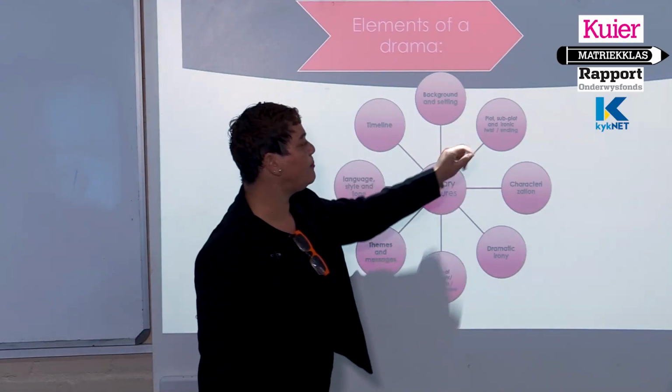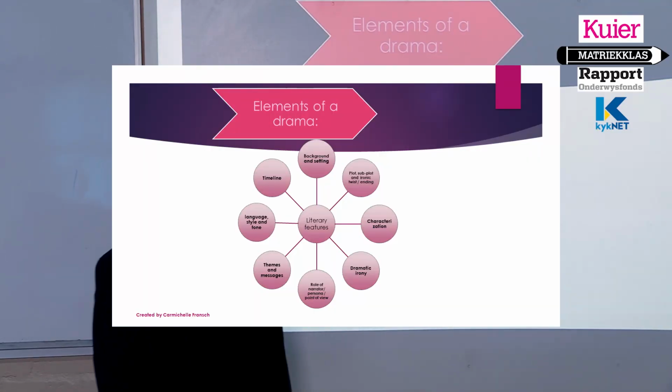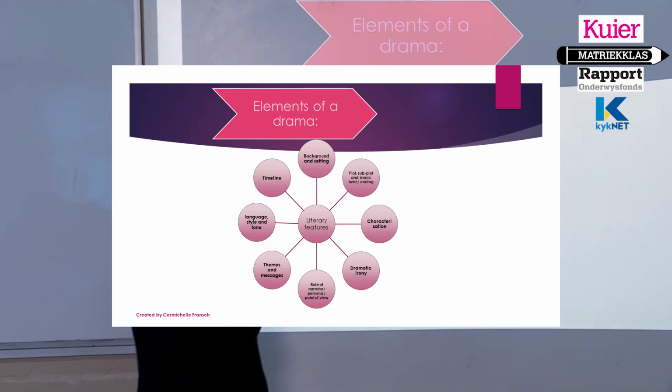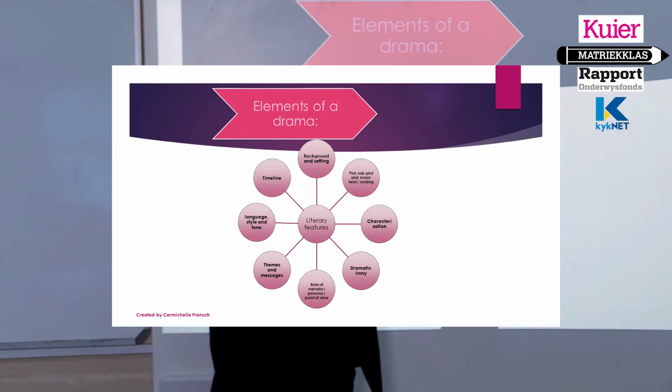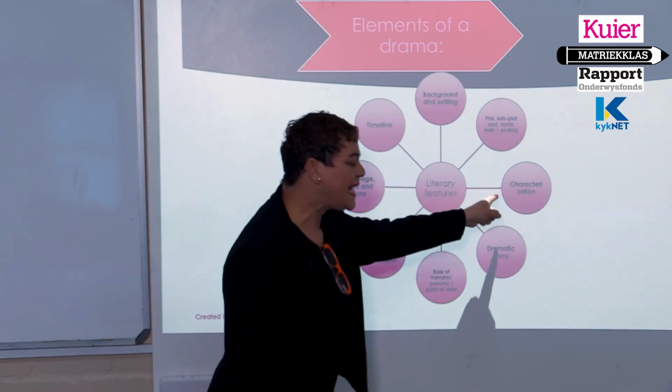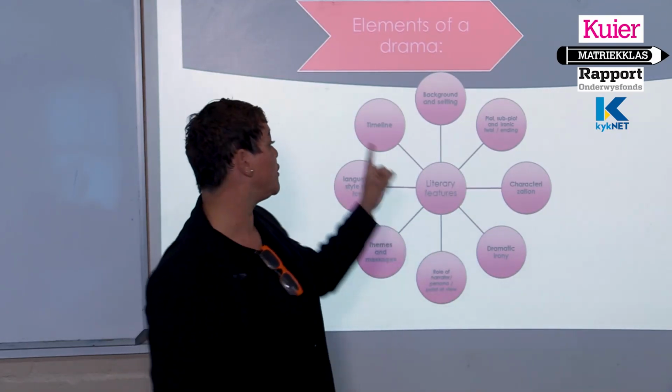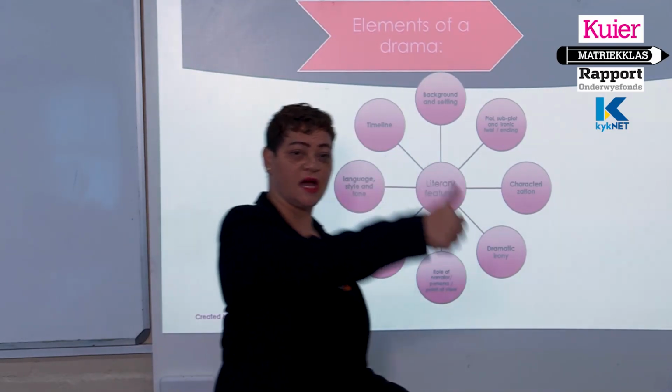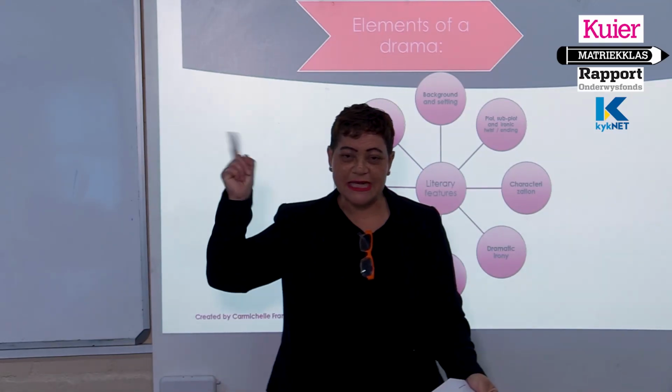Then we've got our subplot, our plot. What is that? That's the storyline. That is what happens, okay? And now, the next one is characterization and character. So, characters are the performers. And for this drama, we know we've got Thami, we've got Mr. M, and we've got Isabel.